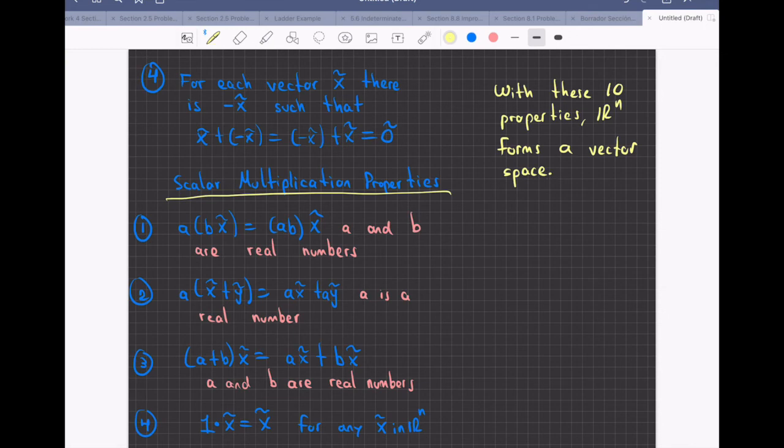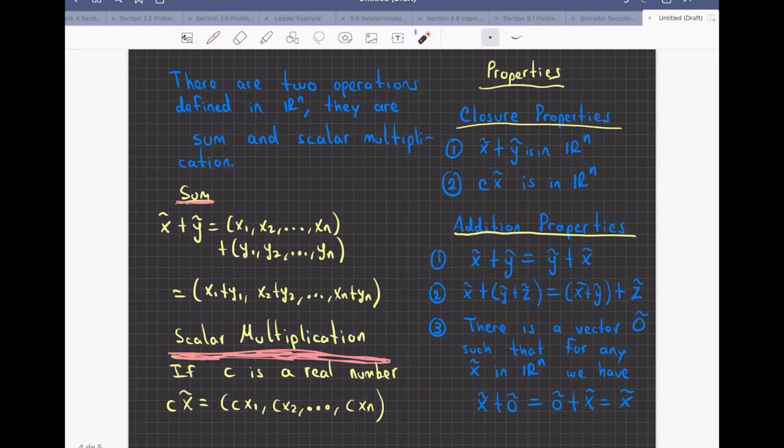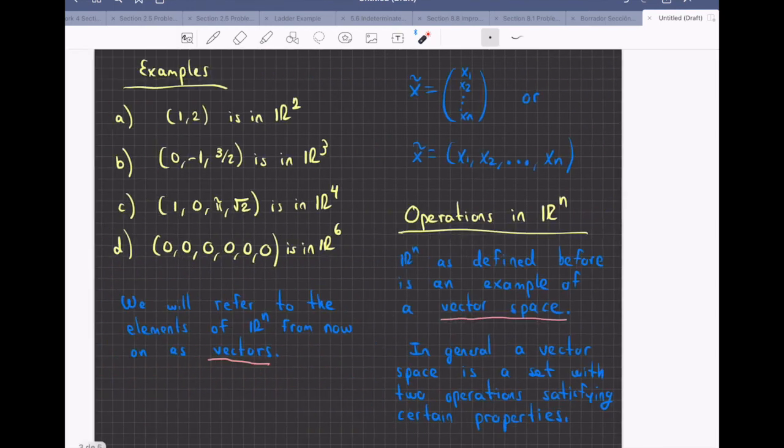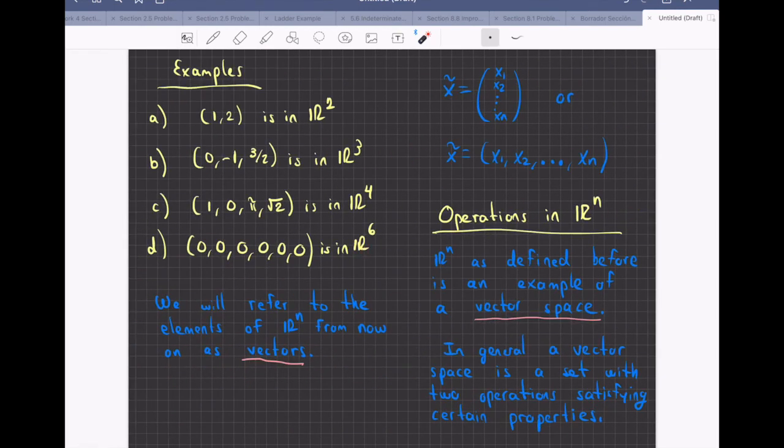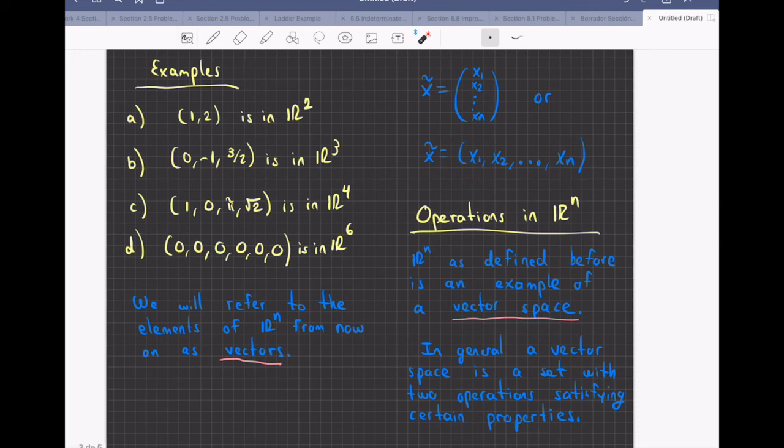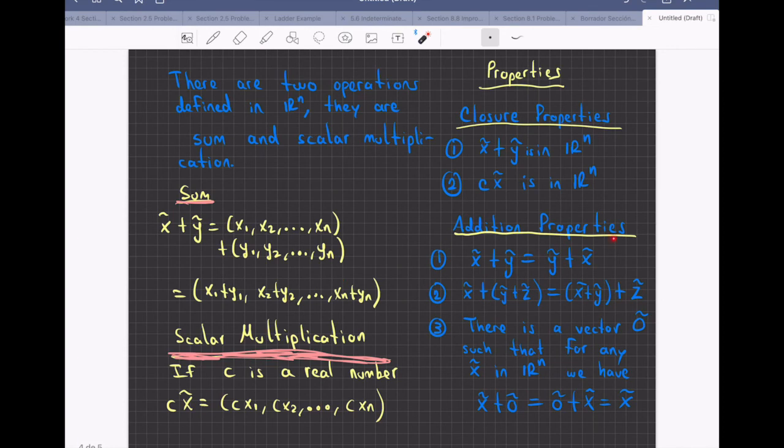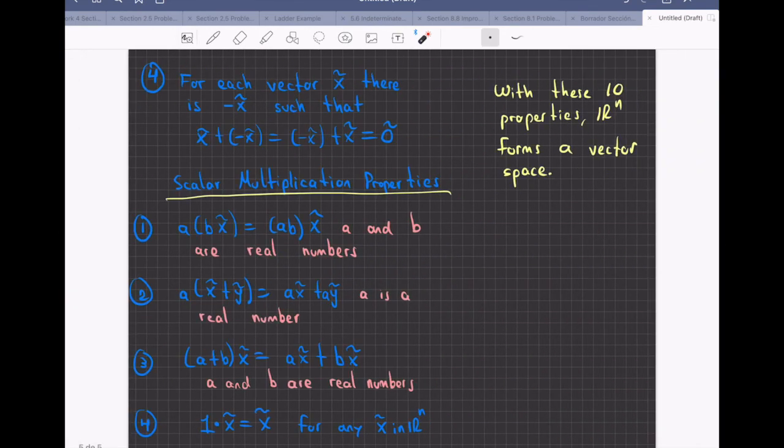So essentially, a vector space is some kind of set with, in general, two operations, sum and scalar multiplication, satisfying these properties. The example we have so far is only Rn. Remember that Rn in this case, in our context, is only a sequence of n real numbers by now. And it satisfies all of these properties.